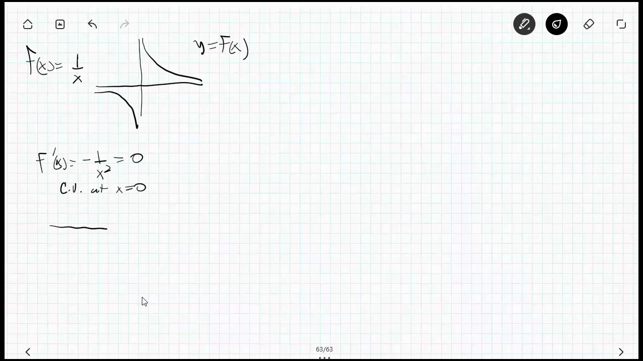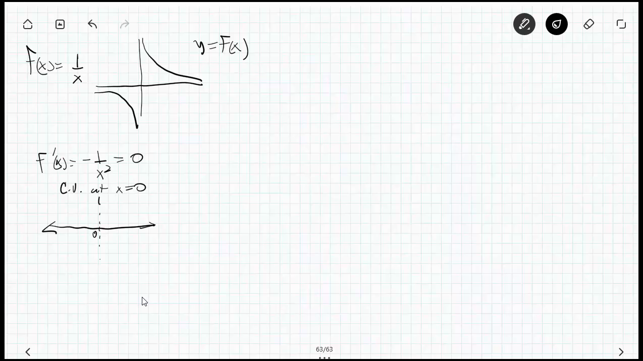Remember, critical values are defined as values of x for which the first derivative either equals 0 or does not exist. So when I go to do my Ripley-Doodle diagram, I'm going to put x equals 0 on here, but I'm going to combine that with the fact that we have a vertical asymptote on f of x equals 1 over x. So I'm actually going to put a vertical asymptote on my Ripley-Doodle diagram so I don't confuse it with a max or a min, because that can get really confusing.